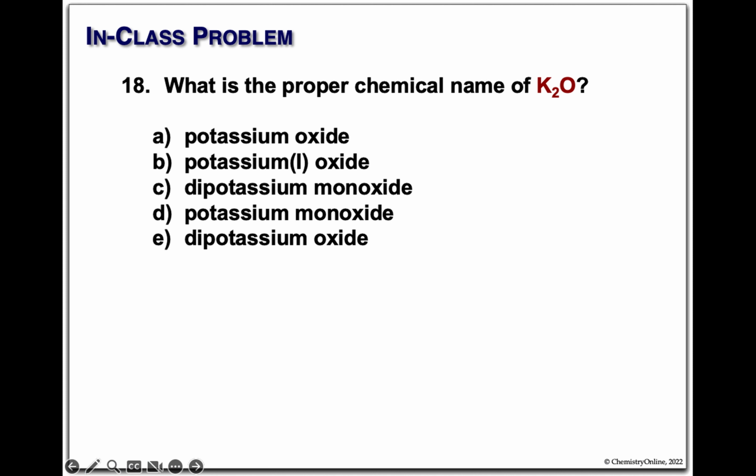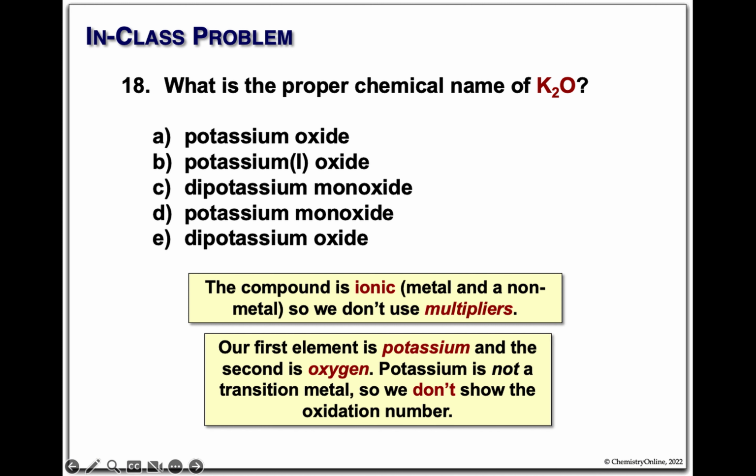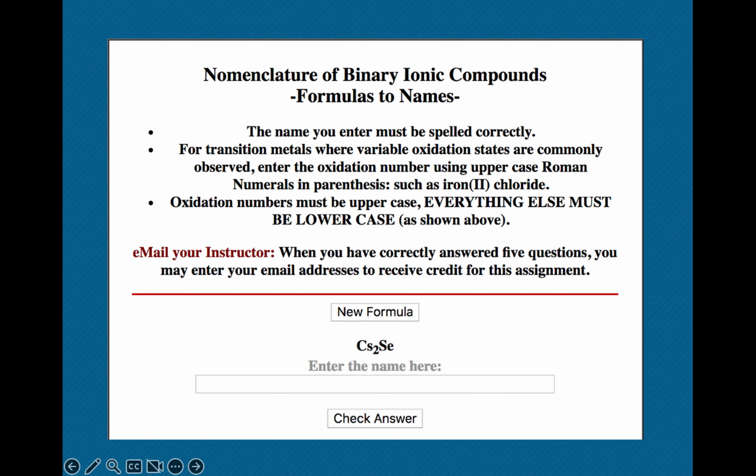First of all, potassium, group 1 metal. So it's ionic. We don't use multipliers. So we're just going to say we have a potassium and an oxide. Don't use multipliers, potassium, and an oxygen. Again, the tutorial, cesium, group 1 metal, ionic compound, simply cesium and selenium.